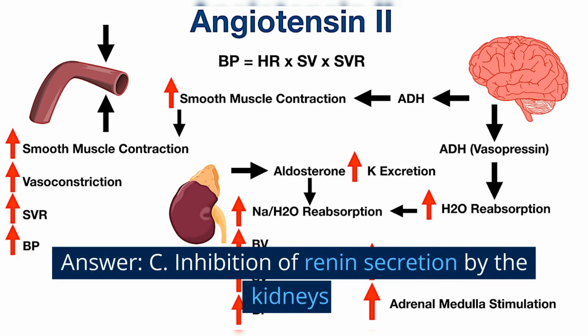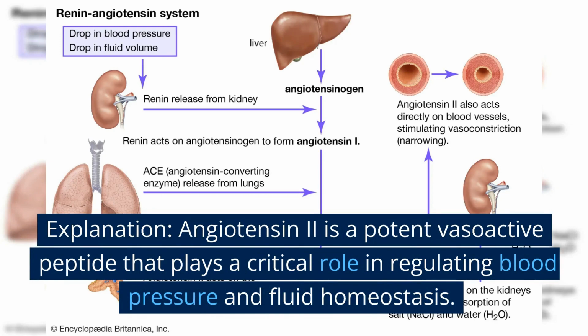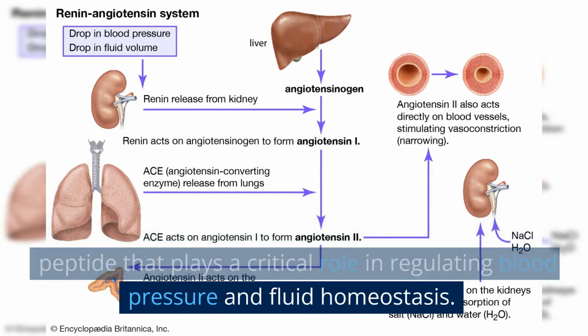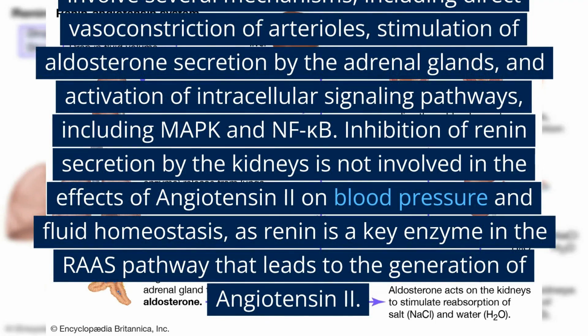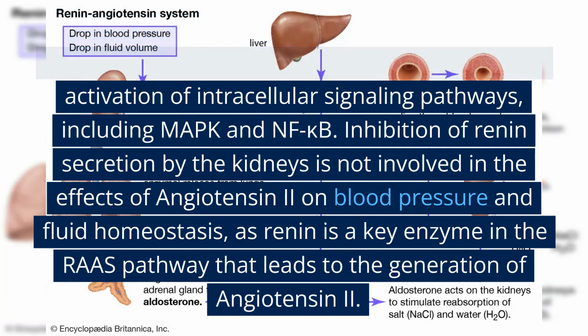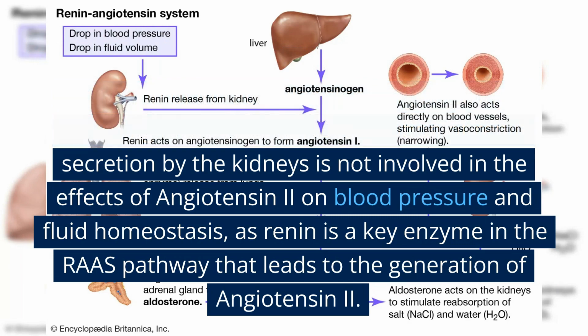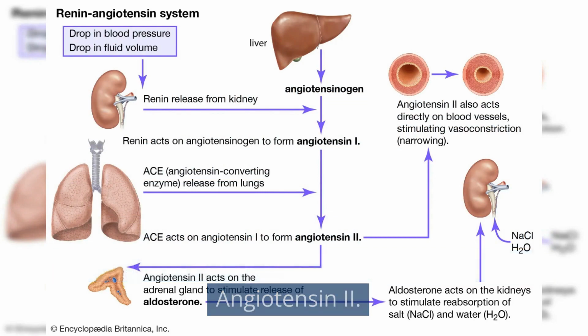Answer: C. Inhibition of renin secretion by the kidneys. Explanation: angiotensin II is a potent vasoactive peptide that plays a critical role in regulating blood pressure and fluid homeostasis. Its effects on the body are multifactorial and involve several mechanisms, including direct vasoconstriction of arterioles, stimulation of aldosterone secretion by the adrenal glands, and activation of intracellular signaling pathways, including MAPK and NF-kappa B. Inhibition of renin secretion by the kidneys is not involved in the effects of angiotensin II on blood pressure and fluid homeostasis, as renin is a key enzyme in the RAS pathway that leads to the generation of angiotensin II.